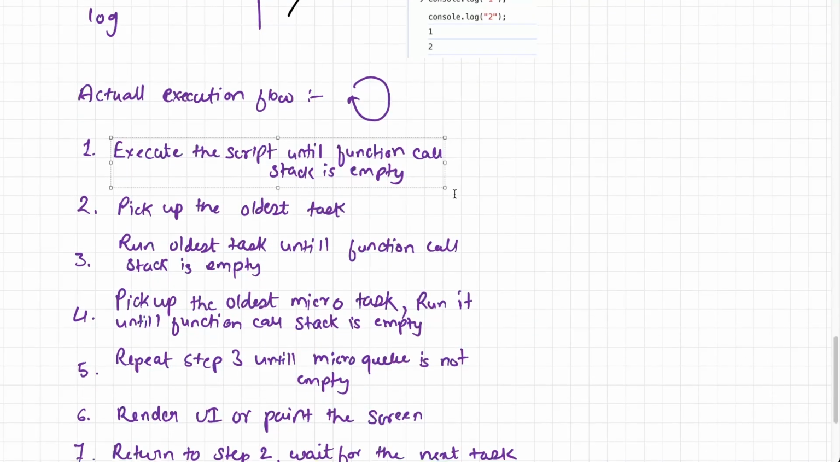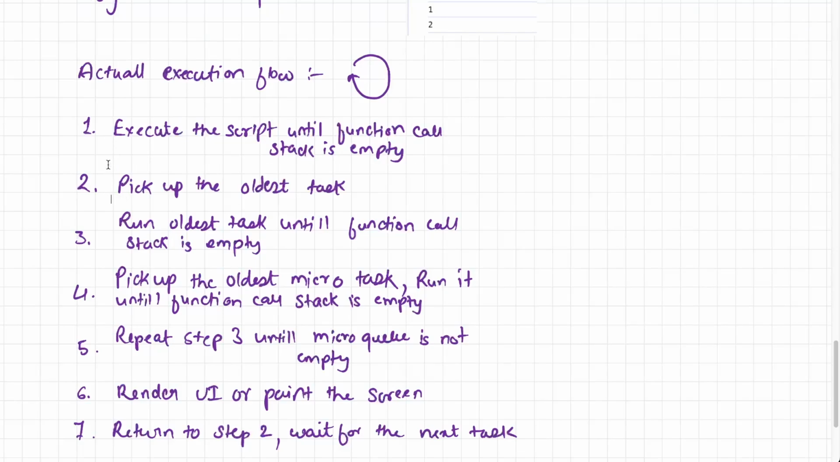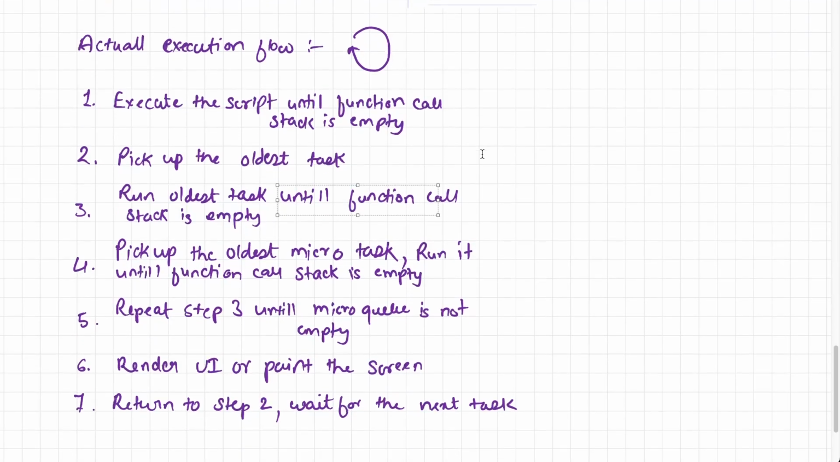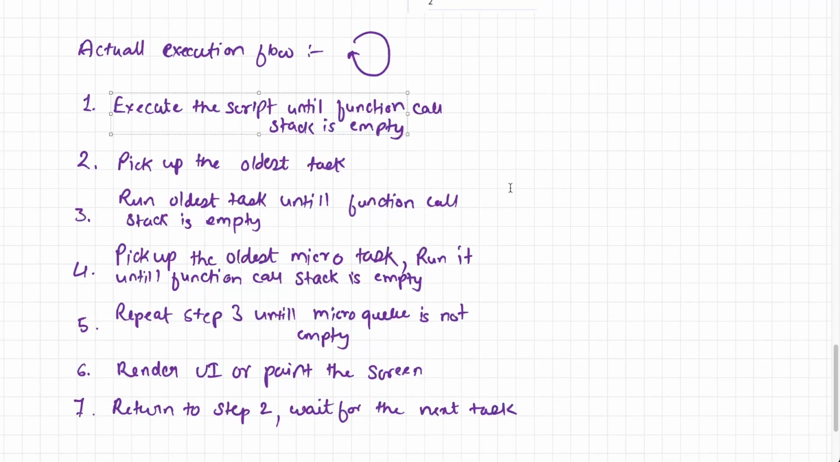Okay. Now what is the second responsibility? The second responsibility is to pick up the oldest task from the task queue and execute it until the function call stack is empty. So this is the second responsibility. Now there is one more responsibility, and that is, if there are any tasks in the Microtask queue, then pick up the oldest Microtask and run it until the function call stack is empty. And repeat this step for all the Microtasks unless and until the Microtask queue is empty. And the next responsibility is to render the UI and paint the screen.